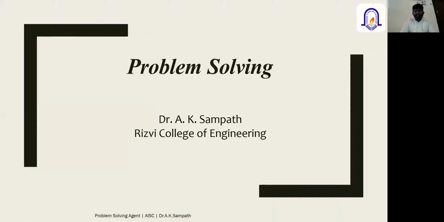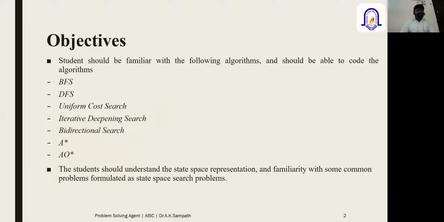In the previous session, we started discussing the problem statement fundamentals. In that, we discussed the fundamental elements or definitions related to the problem solving method. These are the objectives or agenda which we are going to discuss under this module: breadth first search, depth first search, uniform cost, iterative deepening search, and bidirectional search. These are the searching part, which is the second half module of this unit.